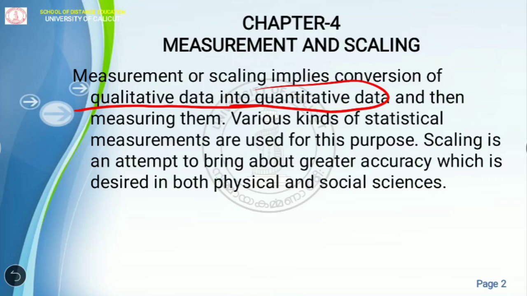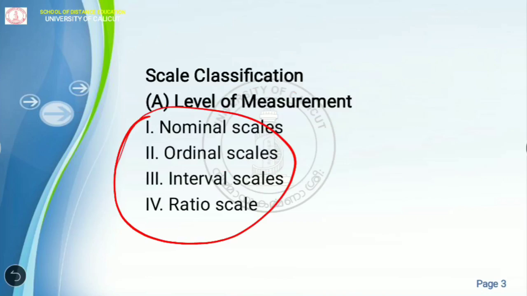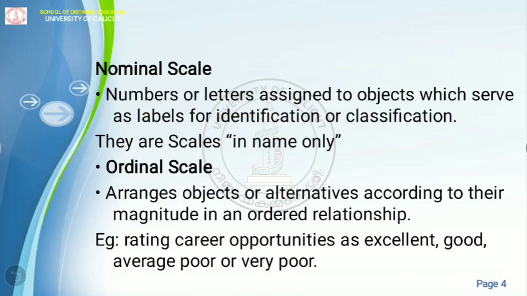That is the process of measurement or scaling, and then measuring them for analysis and interpretation. For this purpose we are using various measurement techniques in research, and scaling is an attempt to bring about the greater accuracy which is desired in both physical and social sciences research. The scale classification: we have four major scales, nominal scale, ordinal scale, interval scale, and ratio scale, that are used mostly in research.